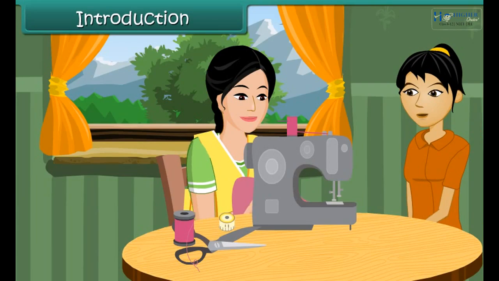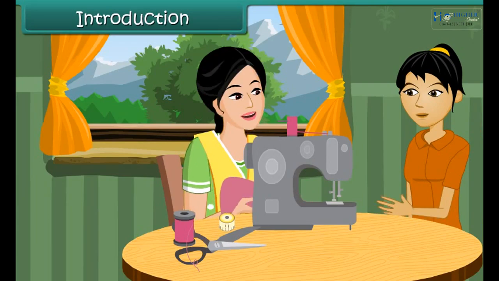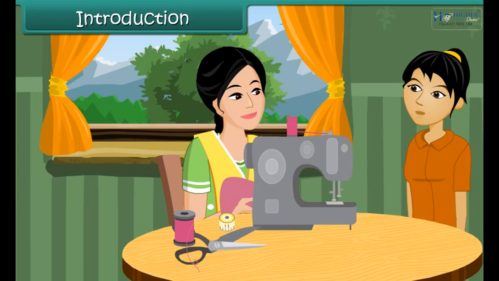Mother, what are you doing? I'm stitching a pattern on your frock. Can you stitch similar patterns on some more frocks of mine, Mother? Why not? But I do not have enough buttons for those patterns. Will you buy them for me, Vanshika?